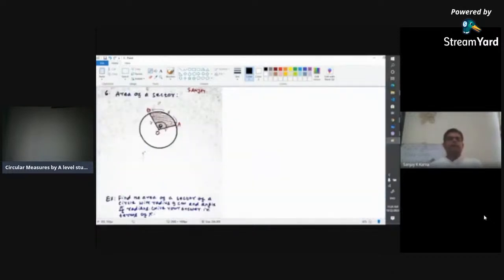Let's now talk about the area of a sector of a given circle. So here this is sector AOB, where O is the center of the circle, this radius is r, and theta is the angle subtended by this arc length at the center of the circle O. So here we know that the area of a circle is pi r squared, and the total angle at the center is 2 pi.